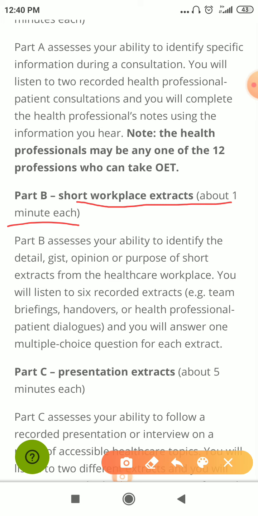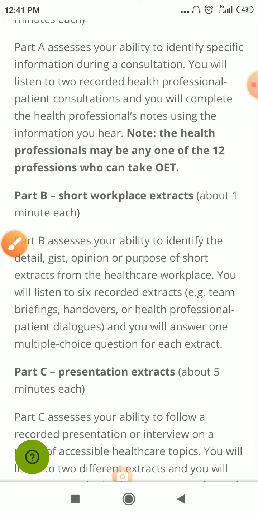Examples are team briefings, handovers, and health professional dialogues. A team briefing is with the team about the cases of patients. In a handover, you give someone the patient's condition. Dialogues are conversations between two health professionals. These are the extracts in part B. You hear an extract, get a question, and find the answer from three multiple choice options.